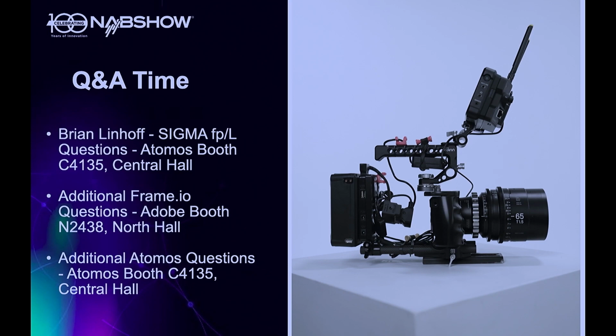Yeah, so metadata is coming from the FP over HDMI into the Ninja 5 Connect and going to Cloud Studio, ending up in Frame.io. That's right. And then you're able to relink your media in your favorite NLE at the end.